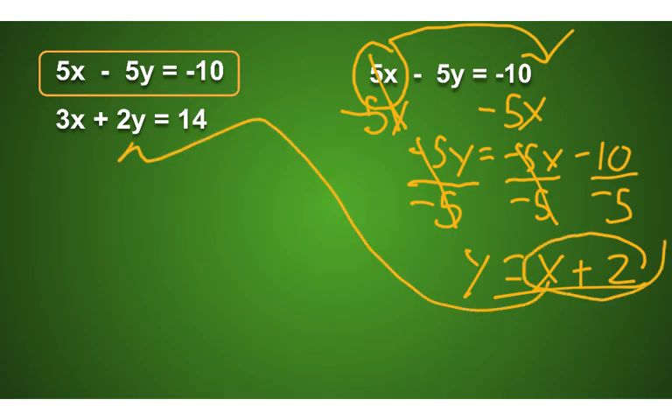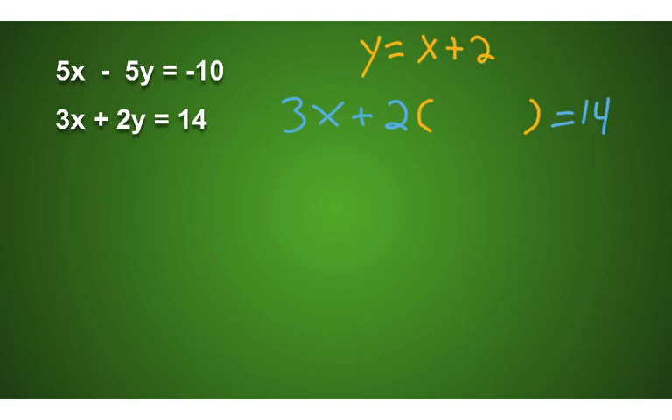Now you know what y equals, and we can now substitute the expression x plus 2 right into the other equation. So we're going to take x plus 2 and put it right into the other equation where we drew out our parentheses, and we'll just substitute the x plus 2 inside it. Now we're ready to do distributive property and solve for x.